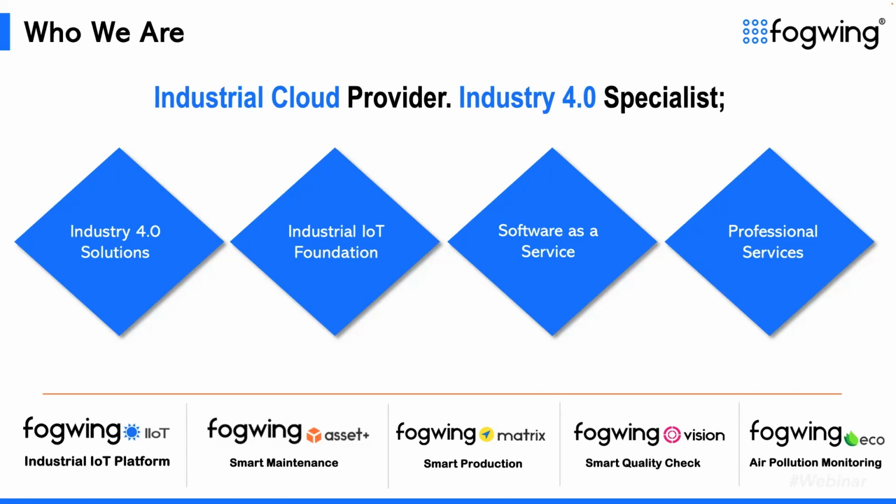On to the next one, which is Fogwing Matrix, a production monitoring solution for effortless machine monitoring, downtime tracking, and OEE optimization. Then next is Fogwing Vision, a smart quality check solution for automated quality scanning of finished goods using computer vision and machine learning techniques. Additionally, we offer Fogwing Eco, an air pollution monitoring solution that includes both hardware devices and software, mainly for industrial pollution.